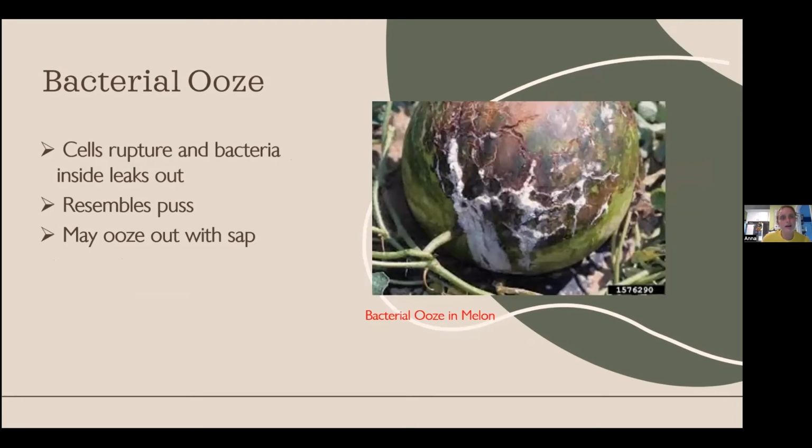Bacterial ooze. This is where the cells rupture and bacteria actually leaks out. So now we're switching from symptoms of pathogens into signs of pathogens. And if you remember from my first slides, signs are the actual pathogens that you can see. So this white ooze coming out of this melon, that's the actual bacteria that's causing that rot. So you can actually see it, and that's a sign. We have bacteria. It can resemble pus. It may ooze out with the plant sap also, but the bacterial ooze means, yep, we do have a pathogen, 100%, it's there.